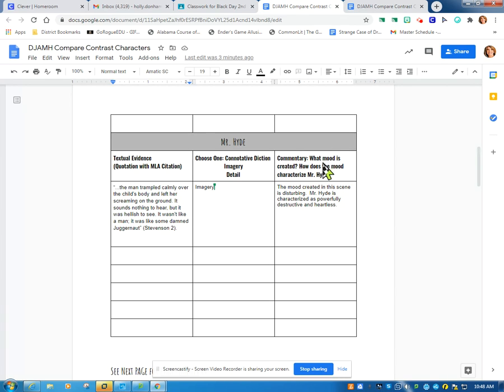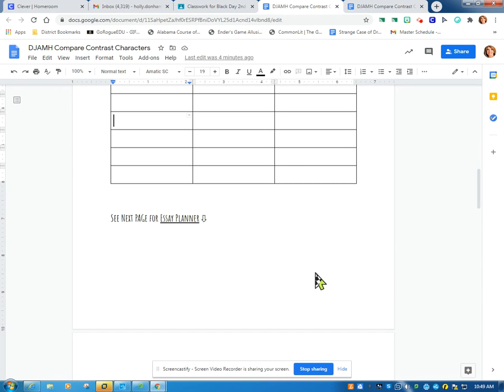So over here in my commentary, what mood is created? The mood created in this scene is disturbing. How does the mood characterize Mr. Hyde? Mr. Hyde is characterized as powerfully destructive and heartless. That's what he's like. He must be like that if he does this to somebody. Okay? Then you're going to go and put your examples here. Leave the other ones blank. Remember, you only need 2.